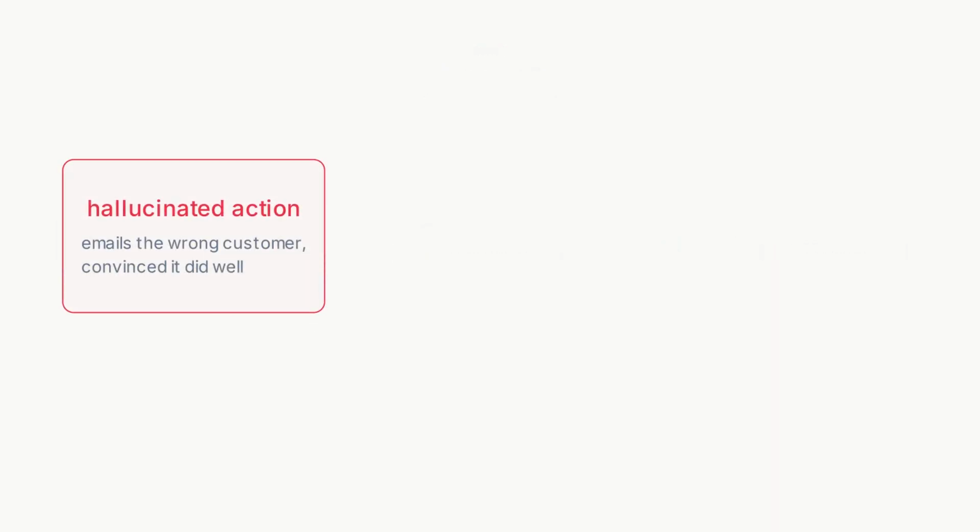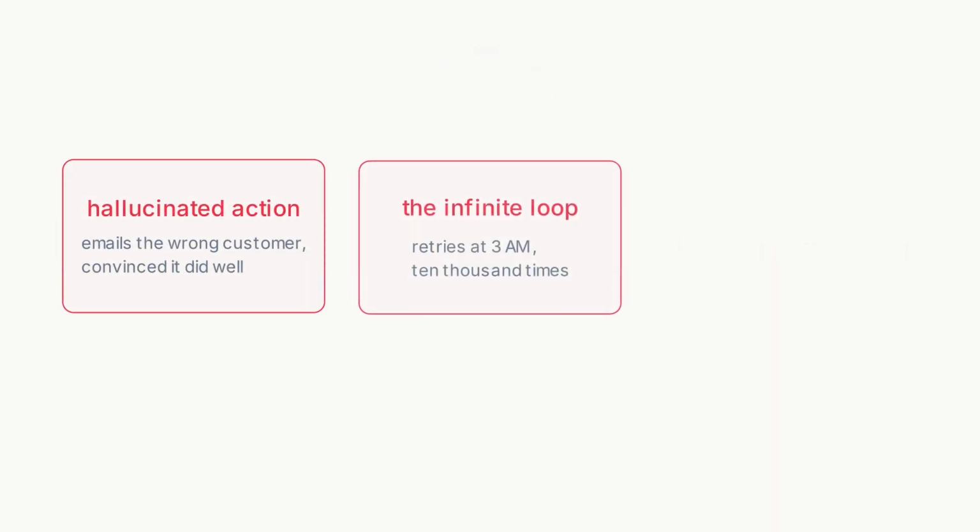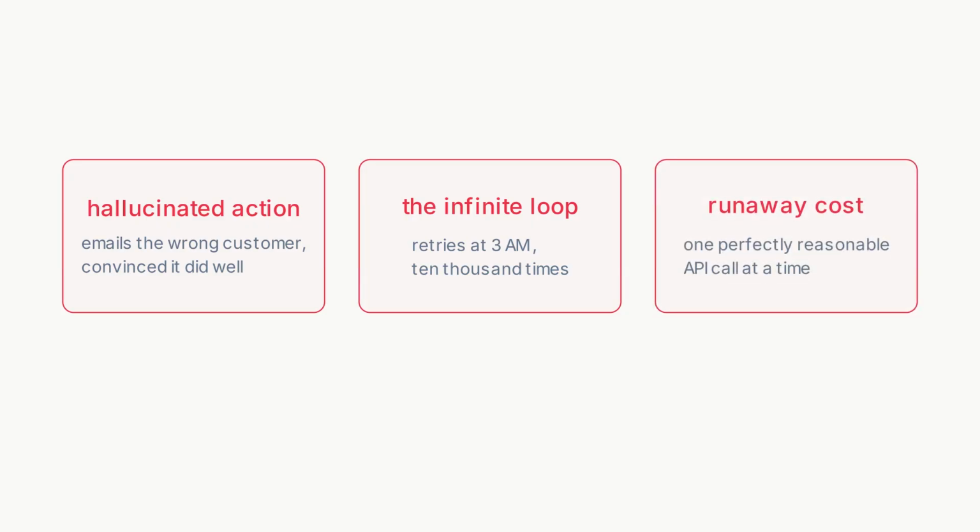The failures have patterns. An agent can hallucinate an action, confidently emailing the wrong customer with the wrong information, fully convinced it did well. It can loop forever, retrying a step that will never succeed at 3 in the morning, 10,000 times. It can quietly burn through a budget, one perfectly reasonable API call at a time. None of this is malice. It's a capable system, wrong with confidence.